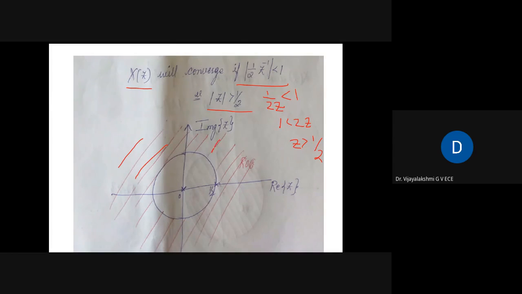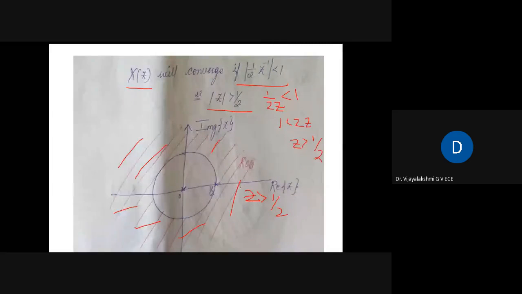So this is the region, z greater than half, for which your X of z converges. So this is your ROC, which is outside this circle. Once again, as you can see, the signal is half power n into u of n minus 2. U of n minus 2 is defined from 2 to infinity, right? Once again, this is also a right-sided sequence, so that's why you get the ROC outside the circle. Okay, so let us move on to the next example.